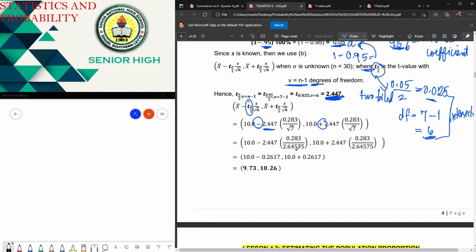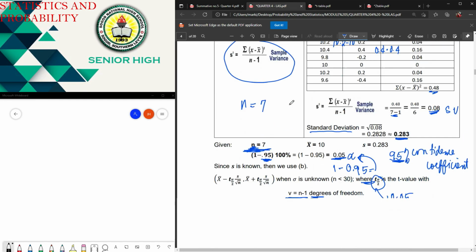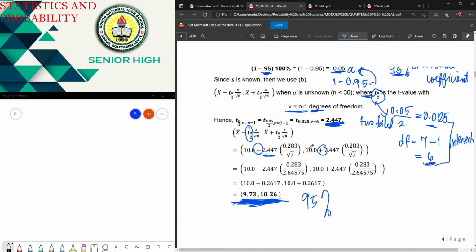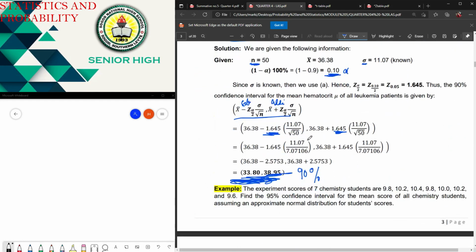Then simplify. Then you have 9.73 to 10.46. If your answer is between this interval, then your research is within the 95% confidence coefficient. Meaning there is only a small error if you are not within this interval. Okay, so that's how you get the estimation of the population mean.